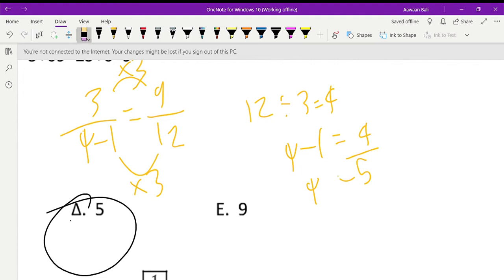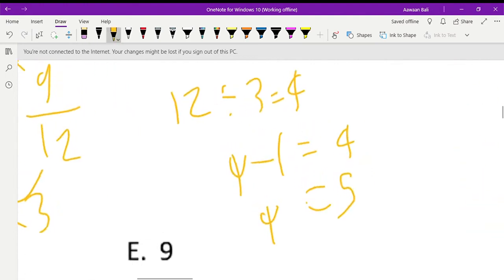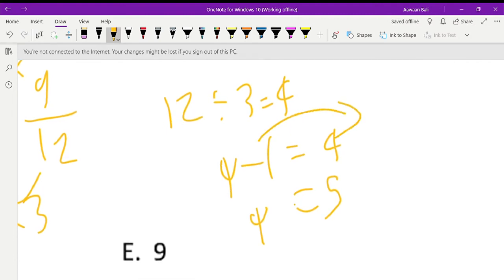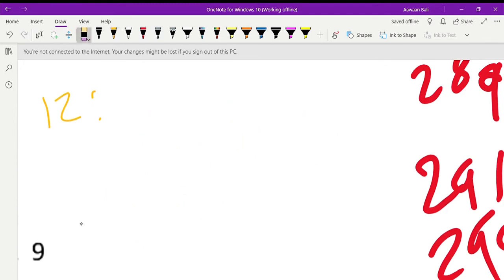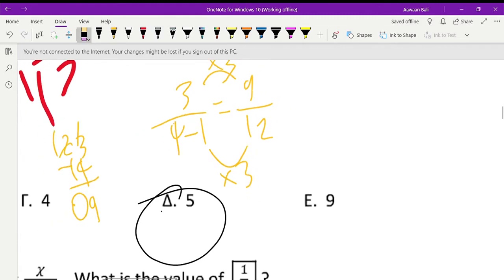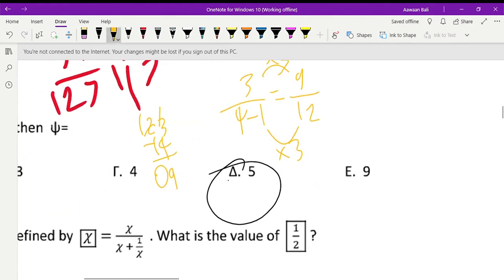So again, psi plus 5. Some people think of this as taking it to the other side. Like if we take the minus 1 to the other side, you take the sign with it always. So the sign will inverse, so it becomes addition, and 4 plus 1 is 5. Easy, right? Okay. So therefore the answer is 5, and your answer would be delta.